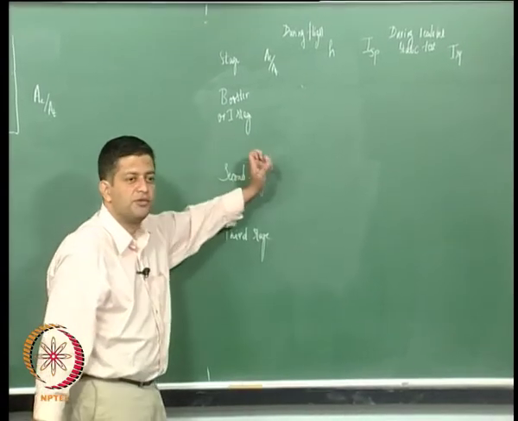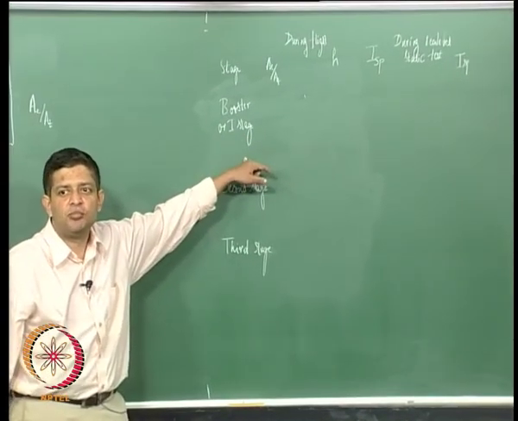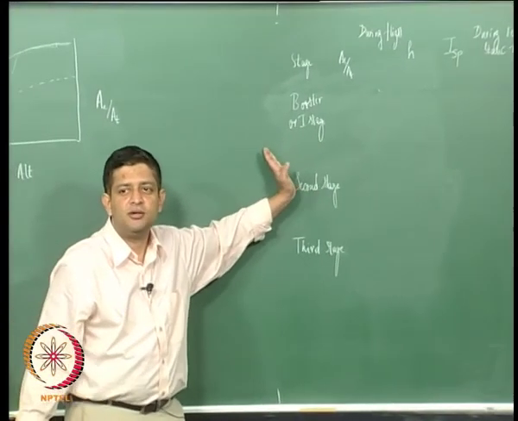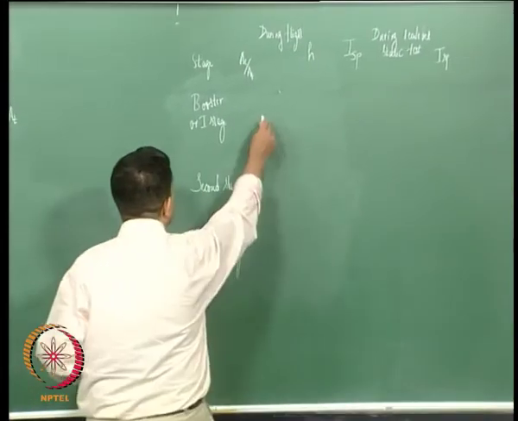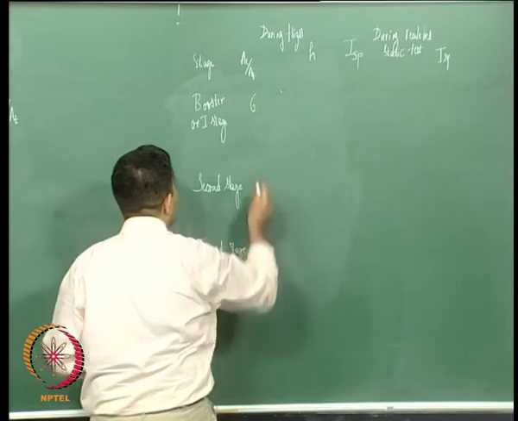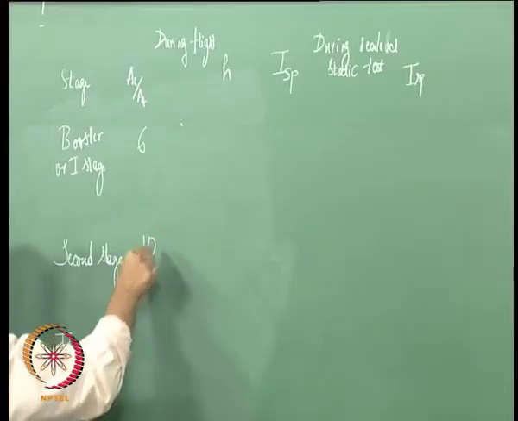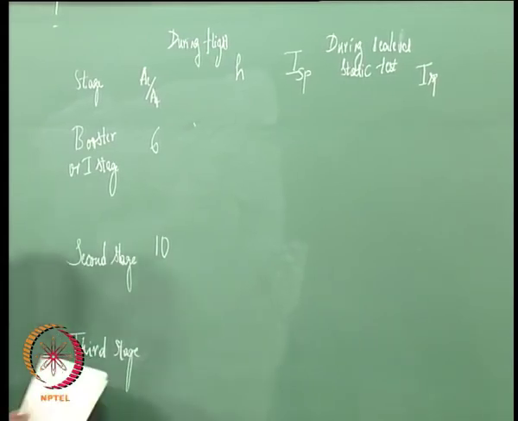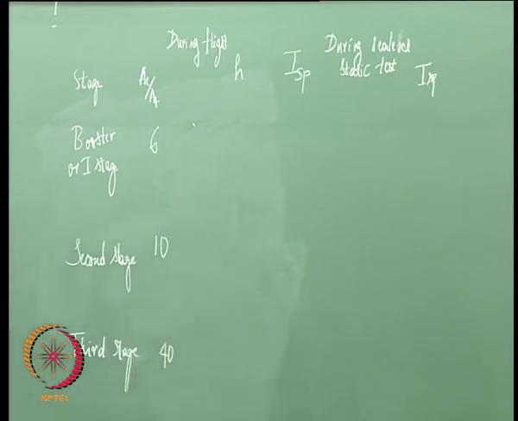What would you use for a booster? What kind of area ratios would you want to use for a booster? Is it going to be very large or is it going to be a smaller number? Smaller. So you will typically use something like 6 to 8. Let's take the case where it is 6, and for the second stage you will use a larger area ratio, and then also for the third stage you will use a still larger area ratio.